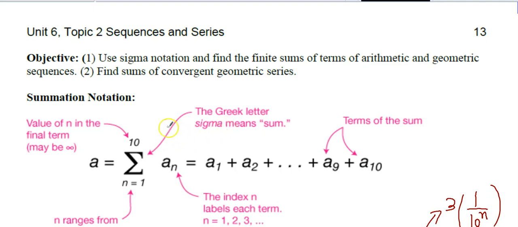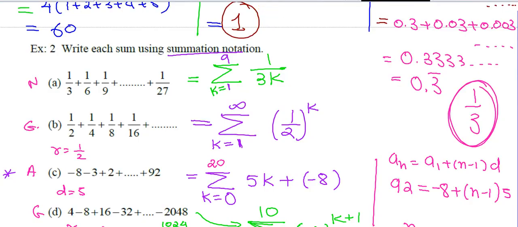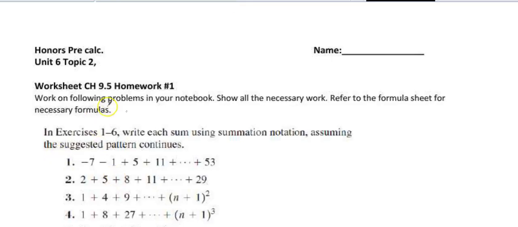In the last class, we talked about the sigma notation, and how we expand and collapse the sigma notation. The homework assignment was on the homework worksheet, problems 1 through 6, all. I will check this homework tomorrow when I come back to class.